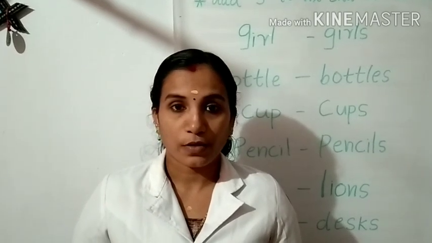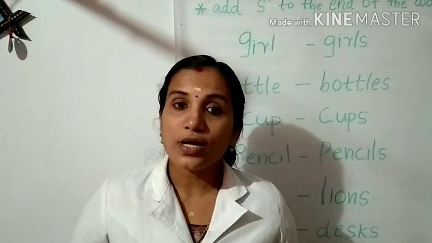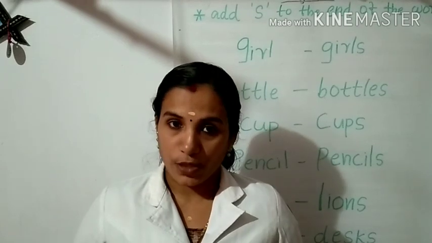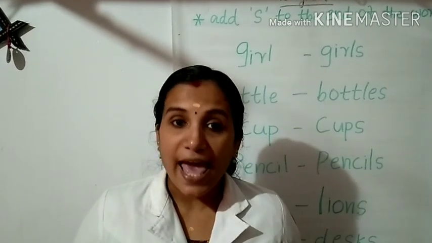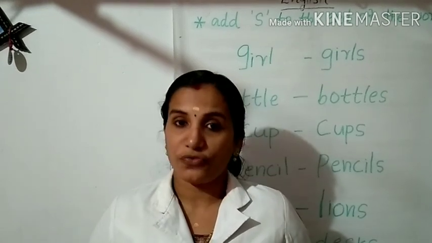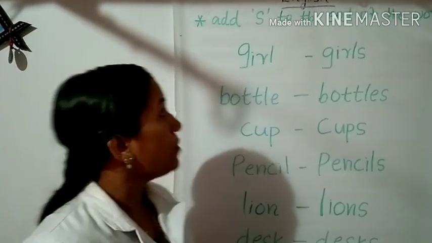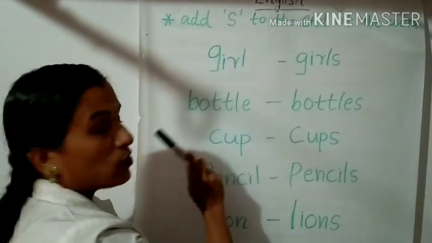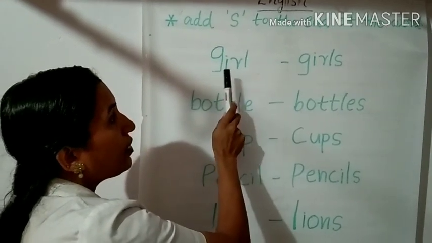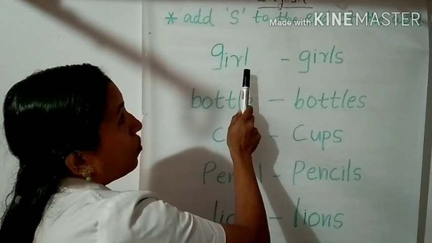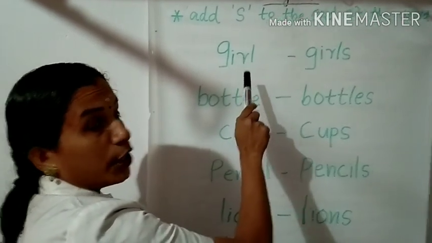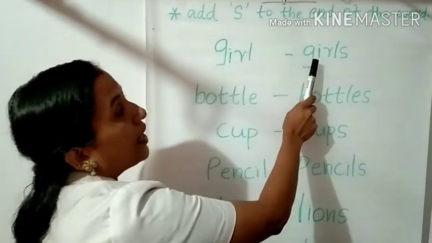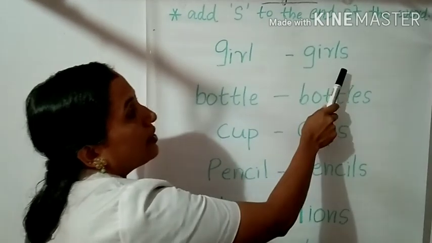The first rule: while changing singular to plural, we generally add s to the end of the word. For examples, look at the board. Girl. What is the spelling of girl? G-I-R-L. While changing this singular word into plural, we add s to the end of the word. It becomes girls.